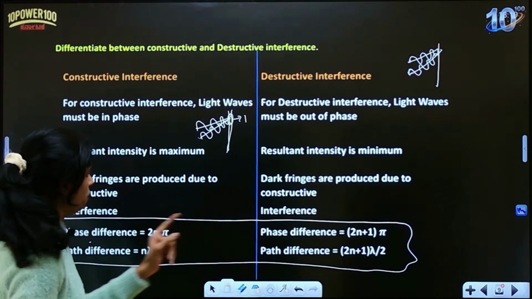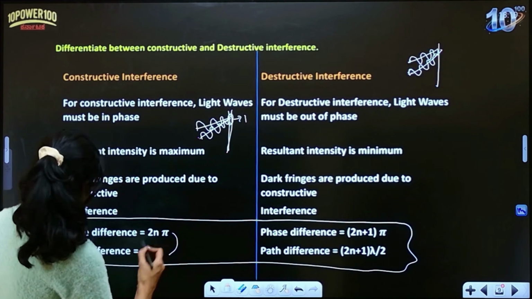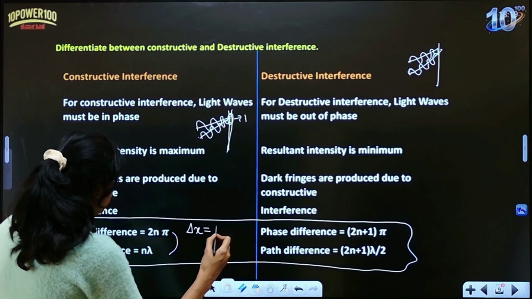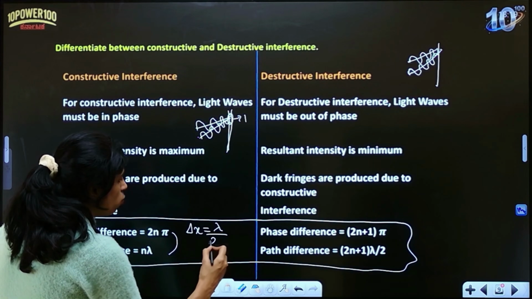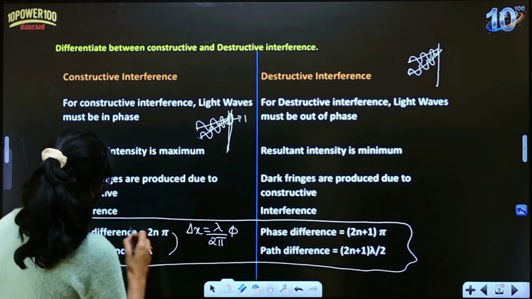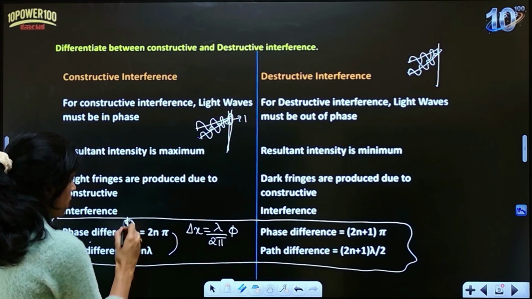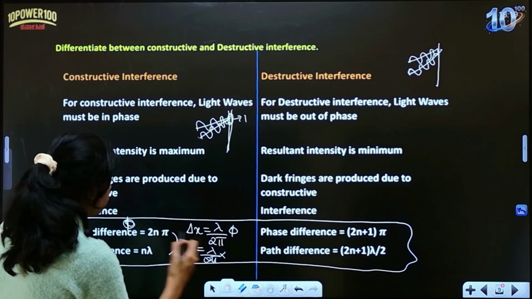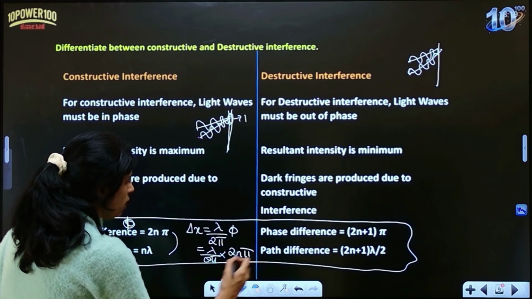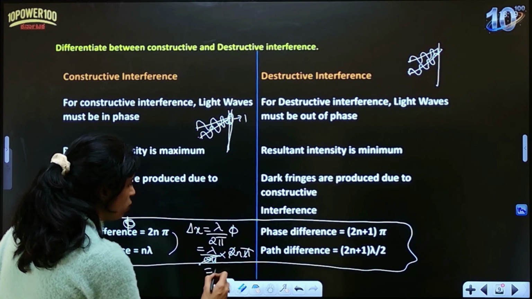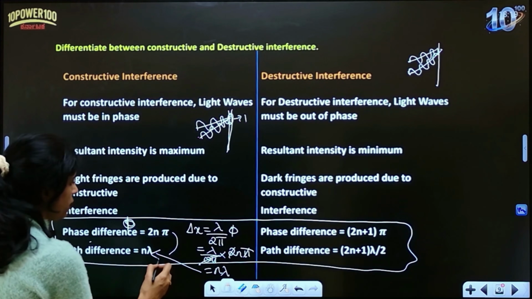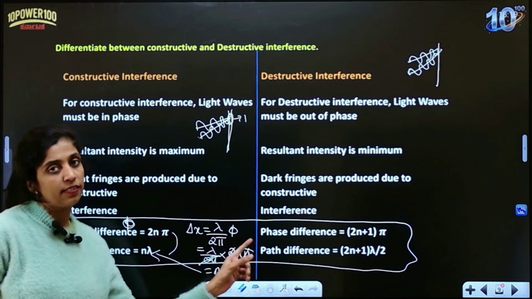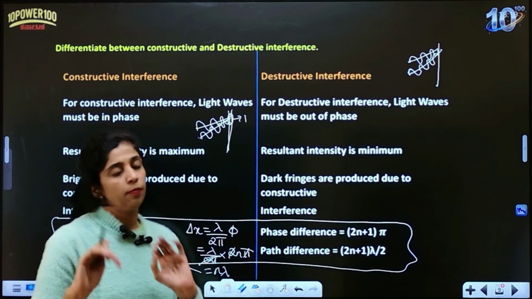Now remember how these two are related to path difference. I'll take the path difference as delta x. Path difference is always equal to lambda by 2 pi times the phase difference, where phase difference is denoted by phi. So when you substitute phi as 2n pi, the 2 pi gets cancelled and you get n times lambda. That's how you get the path difference, and this is the relation between path difference and phase difference. Please remember this formula.